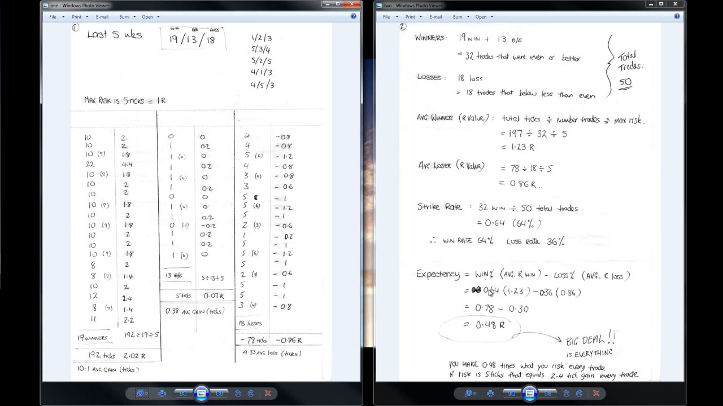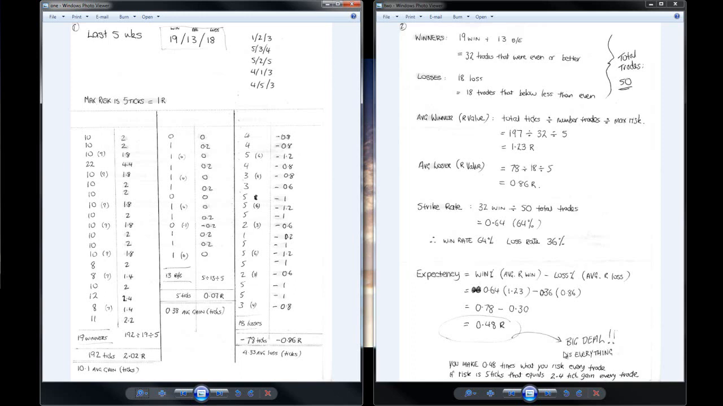So our winning percentage, 0.64 times 1.23, gives us 0.78, and then 36% as far as when we lose times our average loser gives us 0.3. What that takes into consideration is your strike rate. In this particular case, winning a little bit more than losing means on average when you win, you're going to win 0.78 of what you risk. But when you lose, you're only going to lose 0.3 of what you risk. You take that loser away from the winner, and it gives me 0.48 R.